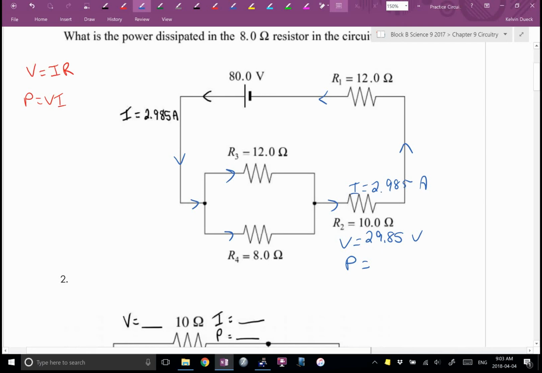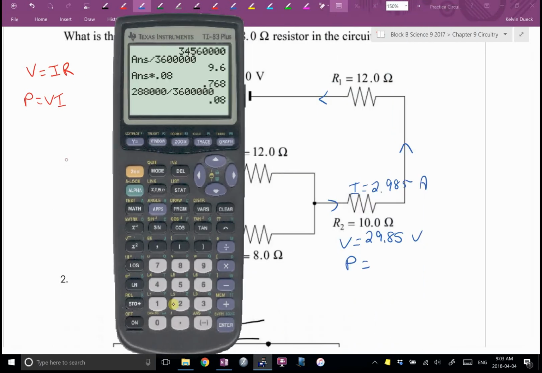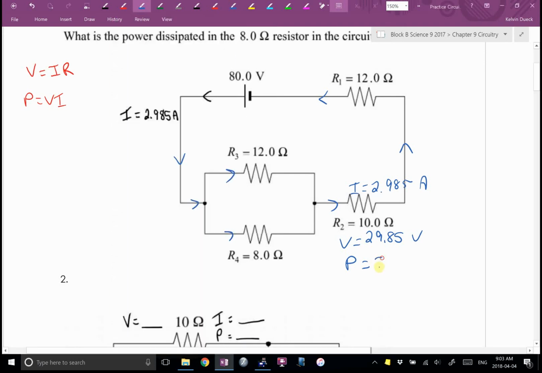And power, this is going to be yucky. It's going to be V times I, so it's going to be 29.85. I told you it's just too tough to make these work out evenly, so I gave up after a while. Times 2.985, V times I, and you get a yucky power of 89.1. I'll call it 89.1 watts. If that was a light bulb, it would probably be labeled as 90 watts.